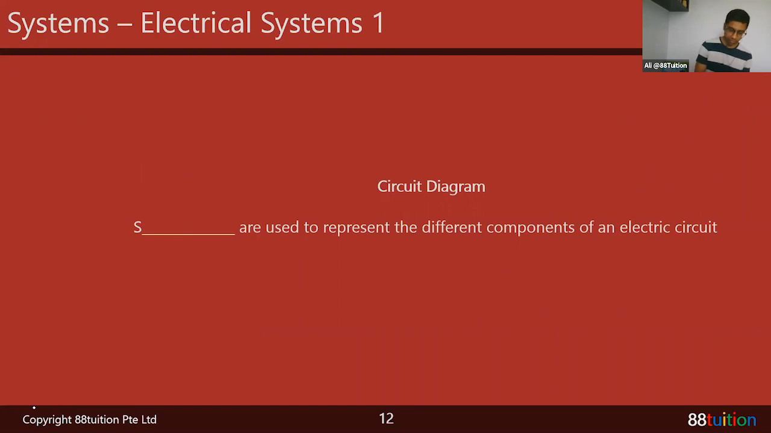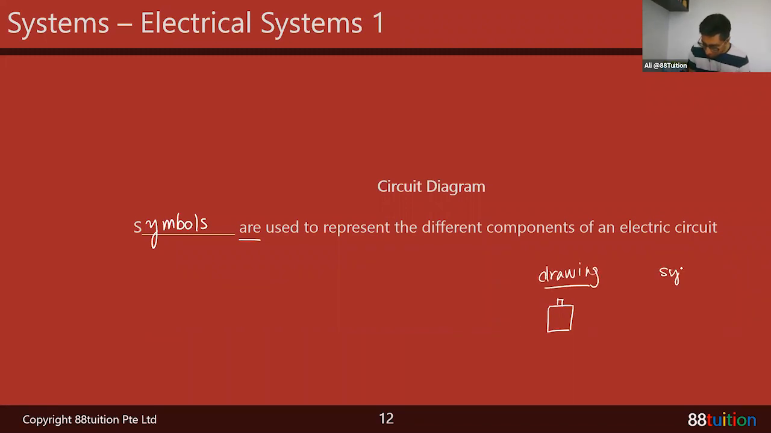So circuit diagram, let me complete this. This is just too easy for you. Switches are used to represent the components of an electric circuit. No, not switches. Just because you see S doesn't mean switches. It is symbols. Can you draw for me some symbols that you already know? Actually, I can draw one symbol for you. It's the battery. No, this is not the symbol. This is a drawing. What's the symbol of a battery? It's actually like this. How many of you have seen this before? This means positive and negative.